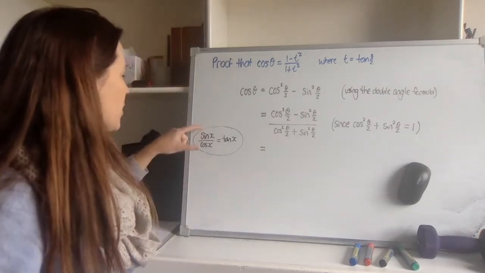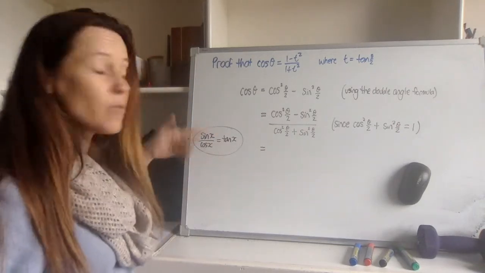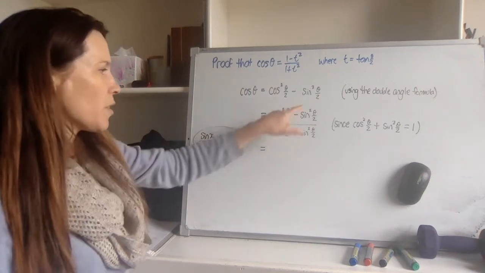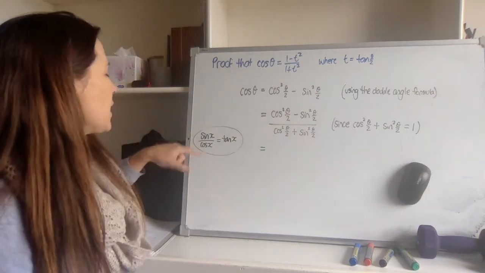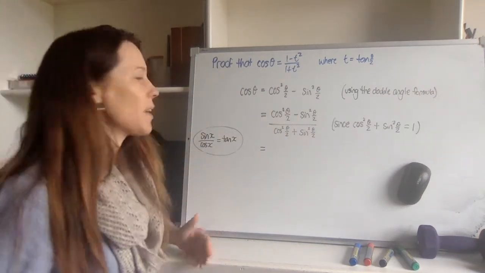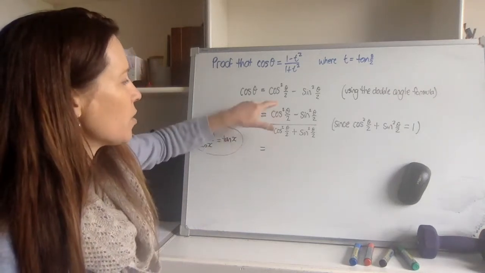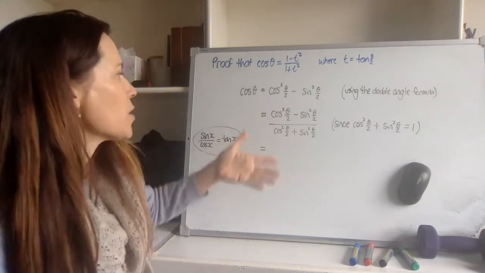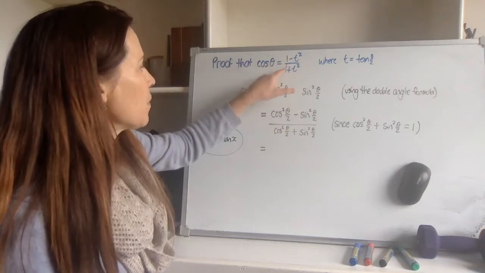So if I want to turn sine into tan, I need to divide it by cos. But I've got sine squared of an angle, so I need to divide it by the cos squared of that angle. And sure enough, dividing these cos squareds of theta on 2 by cos squared theta on 2 will give me the 1s that I'm looking for.